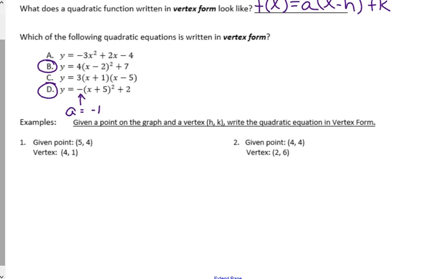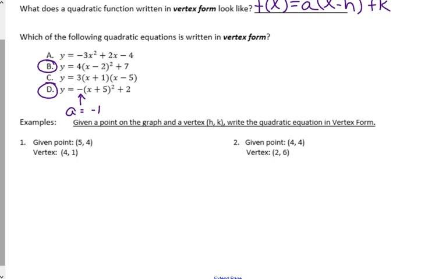So now we have a given point on the graph and a vertex (h, k). We want to write the quadratic equation in vertex form. We are given two points: a given point and a vertex. We need a third point. The way we find that third point is by finding a symmetrical point to the given point.